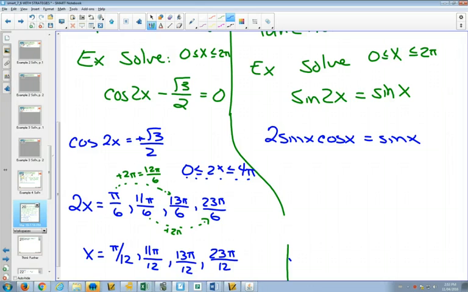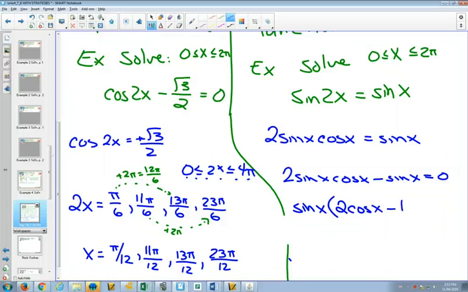Again, we're in that same situation where you have 2 possibilities here. You might be tempted to divide by sine x, but instead make one side equal to 0 and factor. So there's a common factor of sine, leaving you with 2 cos x minus 1. Which means sine x could equal 0, cos x could be a half. When is sine x equal to 0? At 0, pi, and 2 pi.